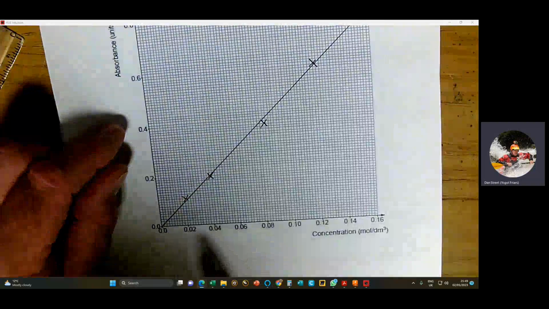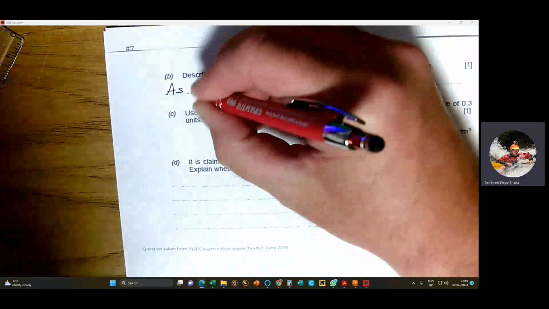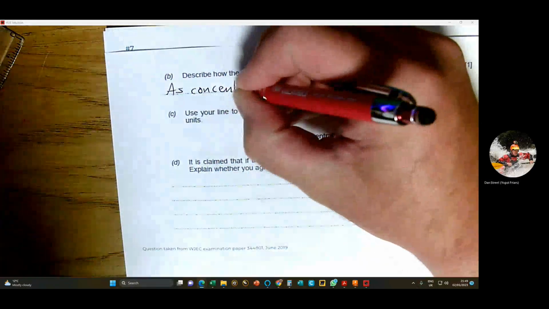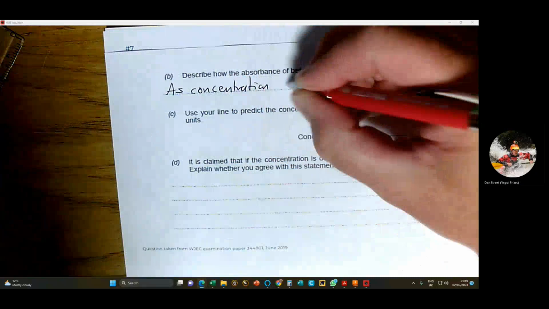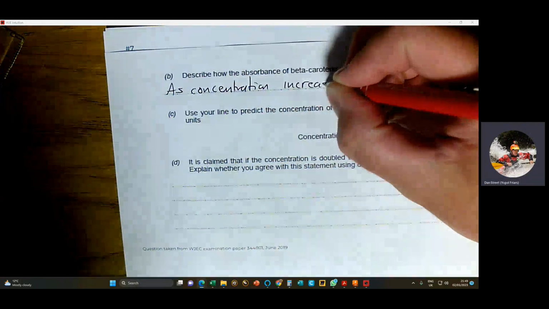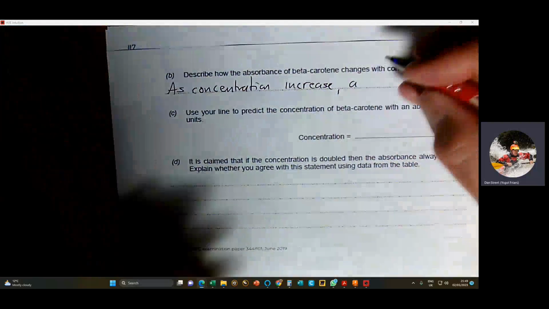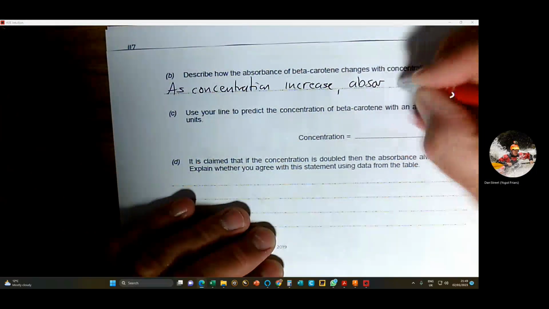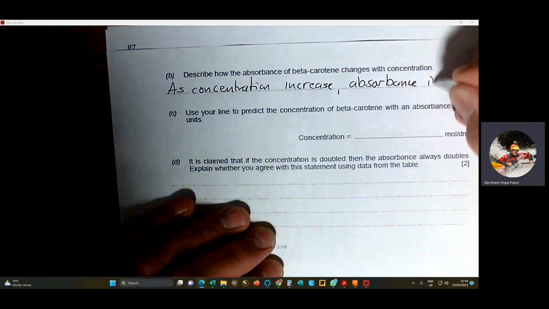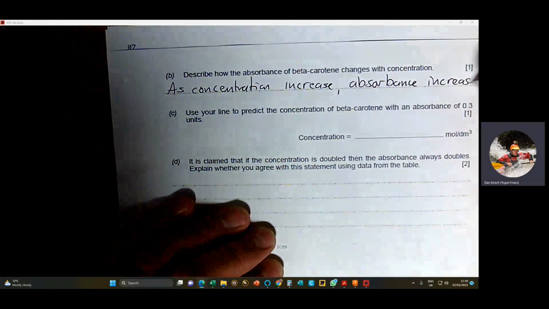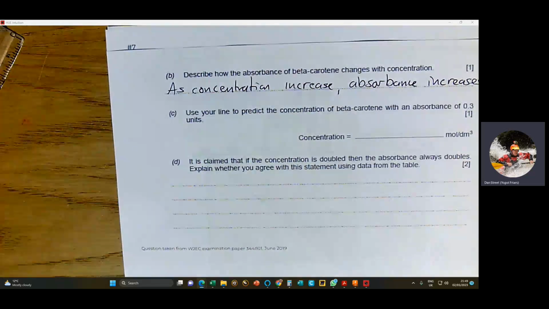Now, on the next slide, it says describe how the absorbance of beta carotene changes with concentration. So I think it's fair to say that as the concentration increases, the absorbance increases. So we need to write that down. As concentration increases, absorbance increases. So you need to simply say what you see, basically.